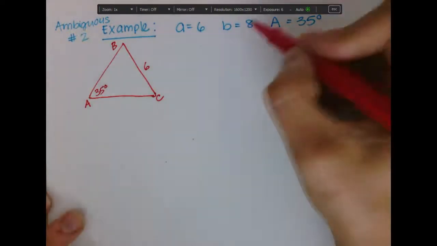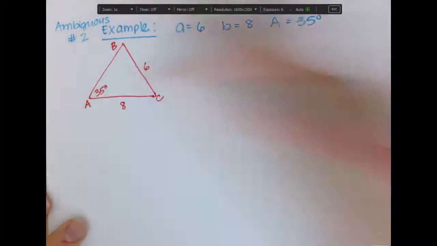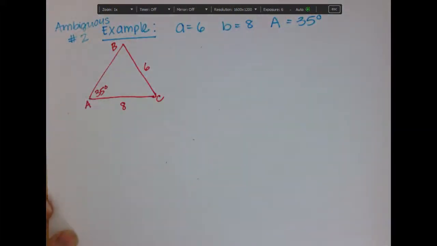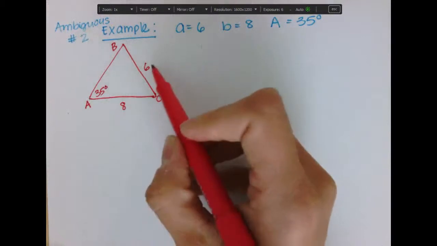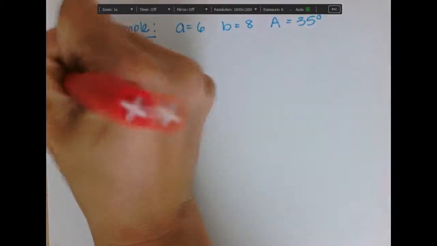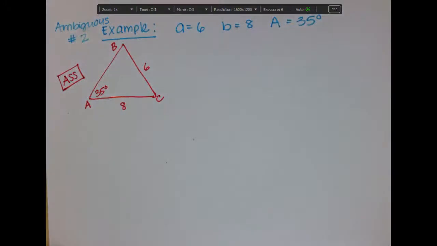But you do have to make sure that wherever you label angle B, the side across from that is given as 8. So again, this is a case of an angle, a side, and a side. And that's what gives us that ambiguous case triangle.